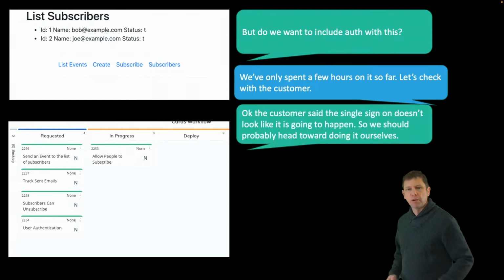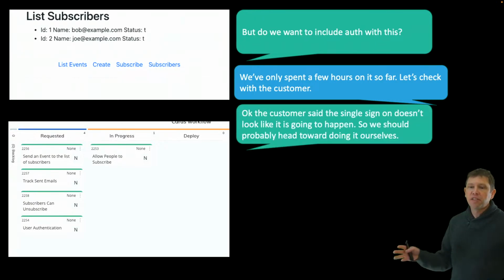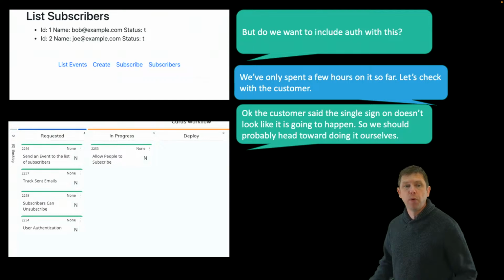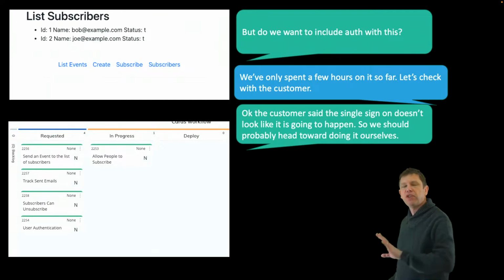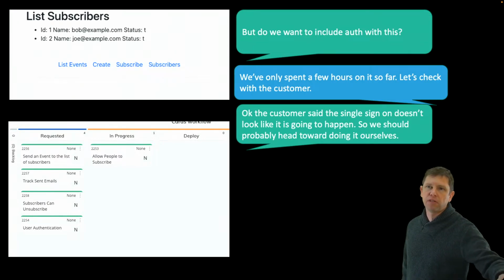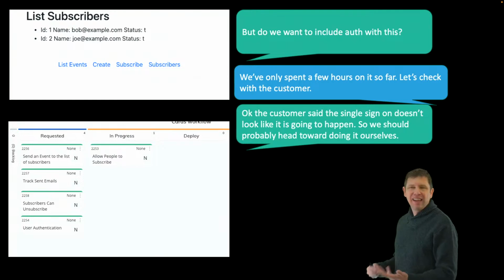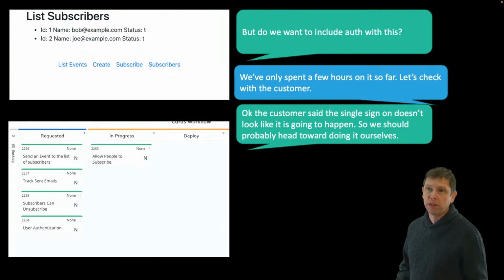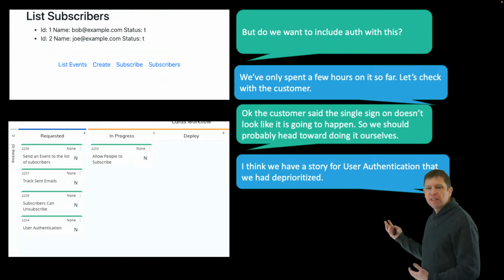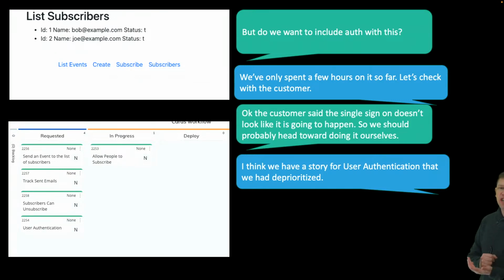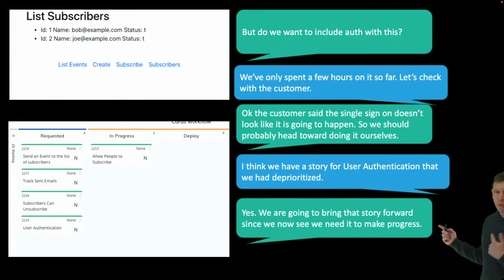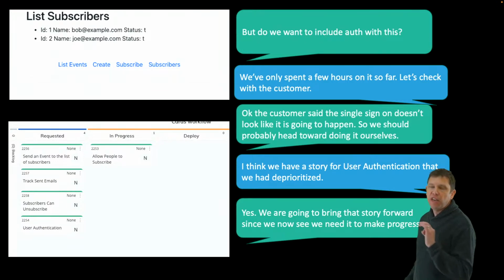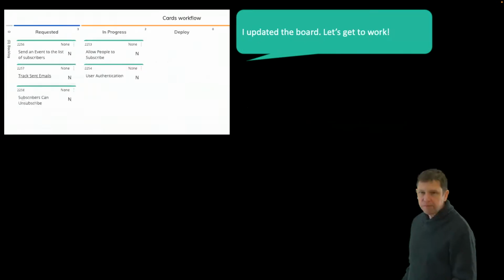So they're going to go check with the customer. The customer says that the single sign-on doesn't look like it's going to happen. So we were deferring that user authentication based on the idea that we thought we were going to be able to use single sign-on. The customer is now saying, yeah, it doesn't look like that's going to happen, or not in time for what we needed. So we're going to have to build something ourselves anyway. So they said, okay, I think we have a story for user authentication that's been deprioritized. We're going to bring that story forward since we now see we need it in order to make progress.